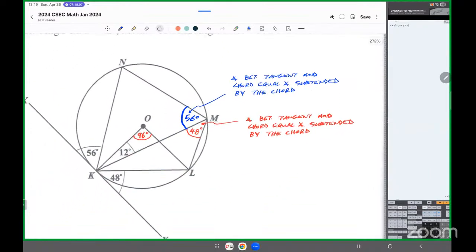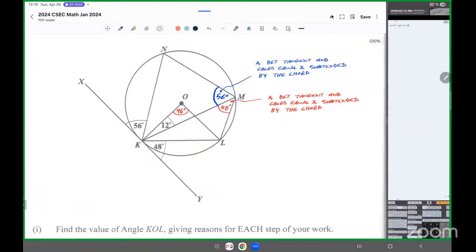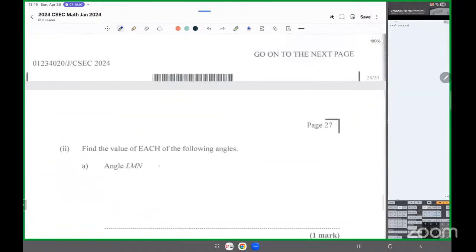And then the angle becomes 56 plus 48, right? They want this angle. Angle LMN is already the sum of those two. So it's 56 plus 48. So this angle becomes equal to 56 degrees plus 48. What are we about to get? 104 degrees. Which angle do I want next?